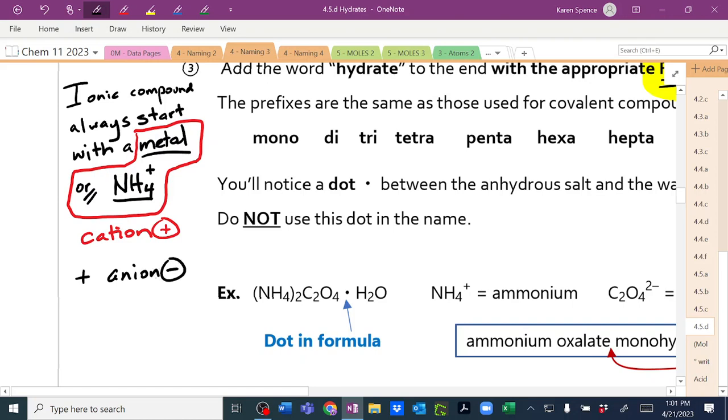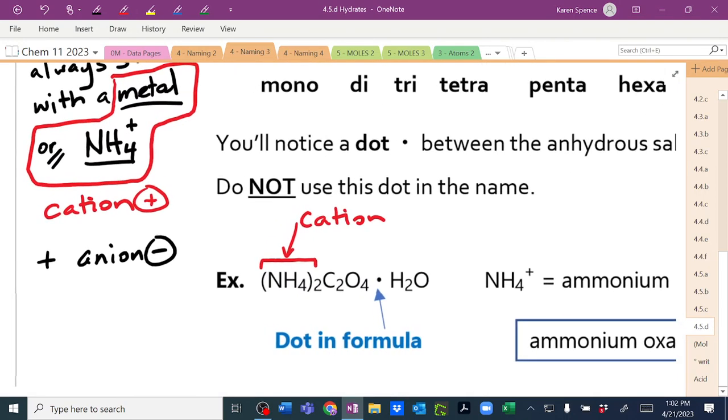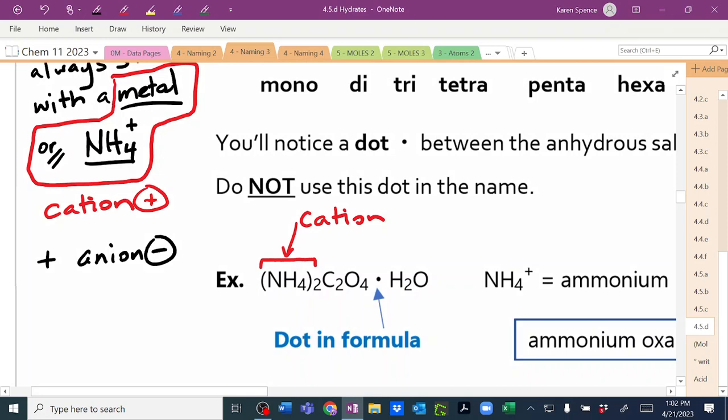So when you are looking at your formula, you can identify the cation. All right, and we know that that's the cation because it's NH4, so it's either going to be NH4 or the metal, and then everything else afterwards is the, actually I should do it above because I have more room there. Everything else is the anion. I don't care how many letters come after that cation, that's all anion. All right?